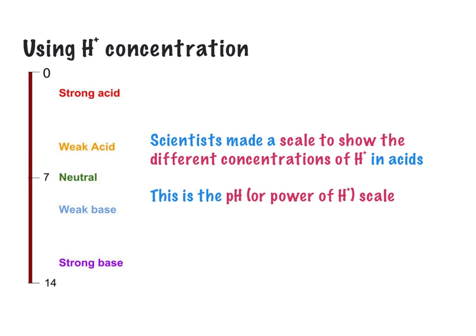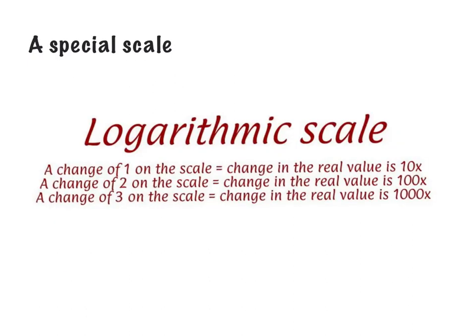Alright, but there's one thing we need to know. The scale's not like a ruler. It doesn't go up in equal increments. Alright, so I need you to think about this. It's not like it's a linear scale. It's a special scale which we call a logarithmic scale. And that means things move up 10 times. So as I've said here, a change of 1, so if something moves from pH 1 to pH 2, it's a 10 times change. Alright?